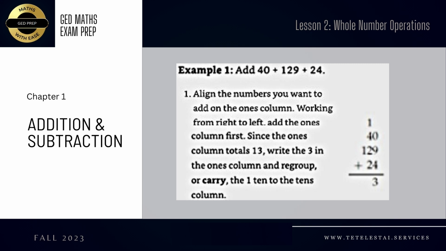And so 0 plus 9 plus 4 is 13. So what you're going to do is write down the 3, and then we have to regroup. And that means that we carry the 1 over to the tens column. Okay? Since the total in the tens column is now 9, because 4 plus 2 is 6, plus 2 is 8, plus 1 is 9, you write down 9 here. Right?